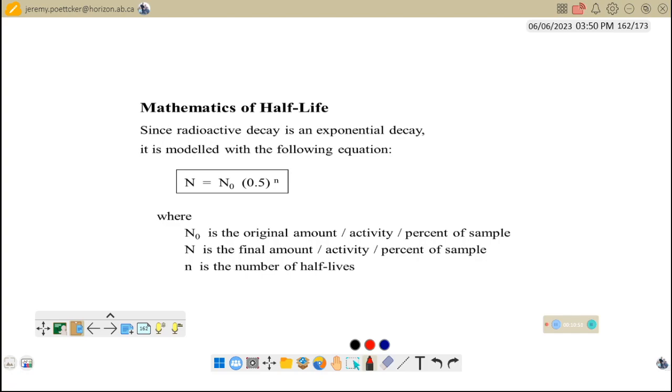Now, mathematically, it's an exponential decay equation. So N equals N naught times 0.5 exponent n, where N naught is the original amount, or the original activity, or the original percent of the sample. N is the final amount, or the final activity, or the final percent. And then little n is the number of half-lives.